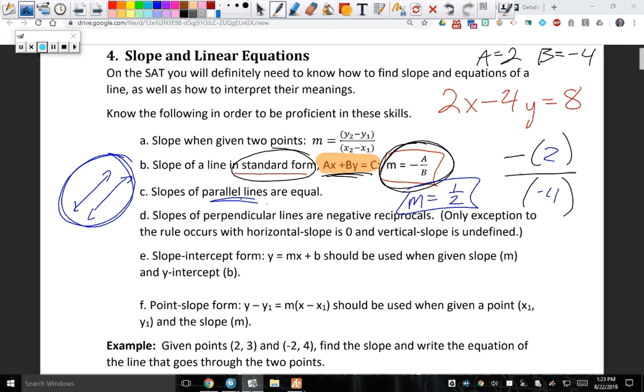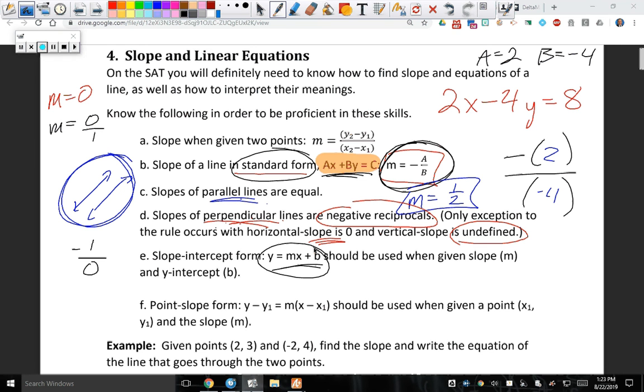Okay? Here we go. Perpendicular lines. They're negative flips or negative reciprocals. Okay? The rule occurs on horizontal slope is 0. Its negative reciprocal is undefined. Because a slope of 0, if you don't know it already, is the same as 0 over 1. And if I do a negative flip, what's anything divided by 0? Undefined.